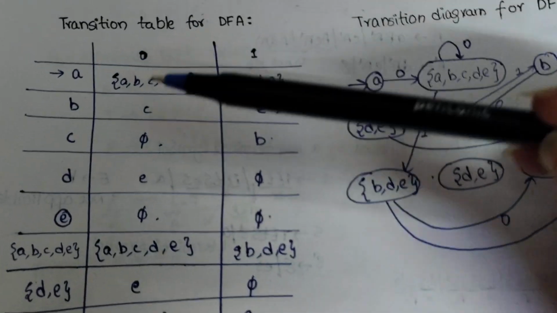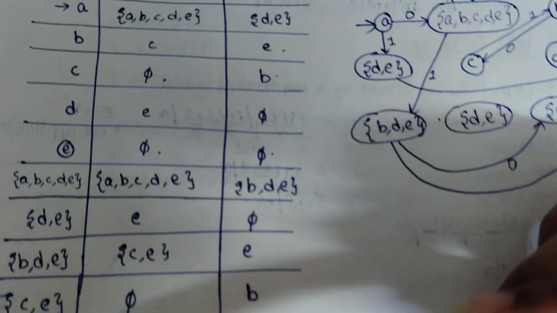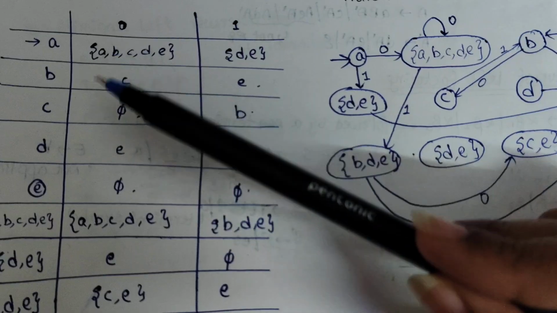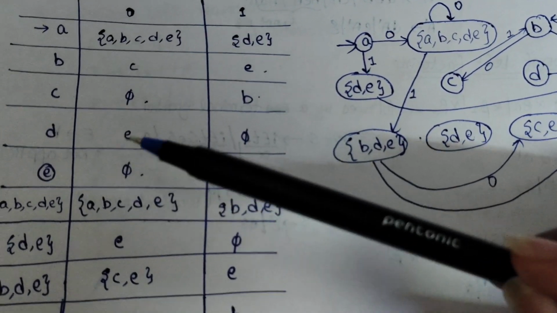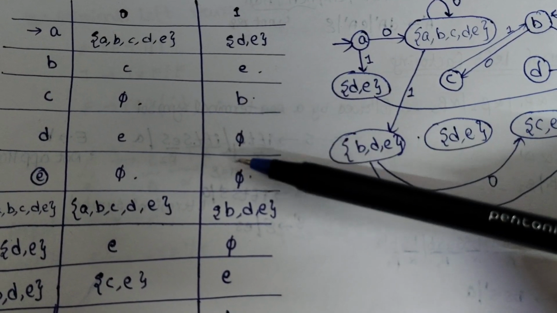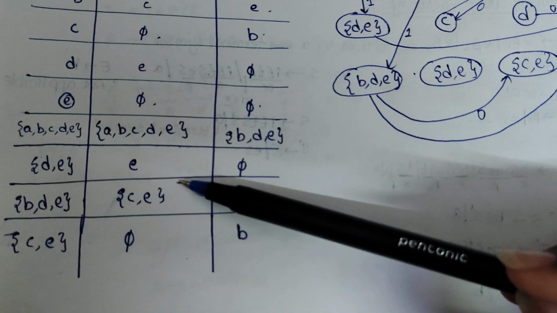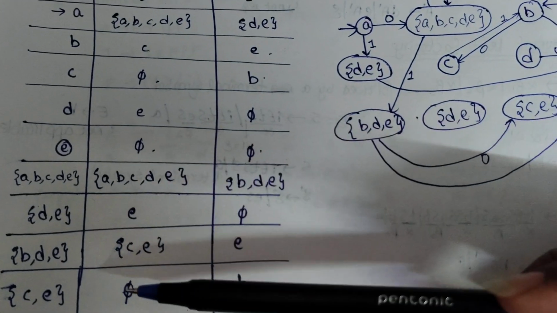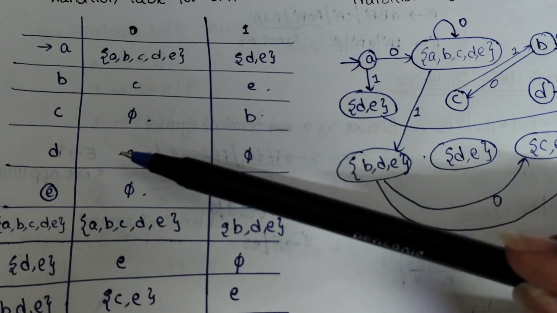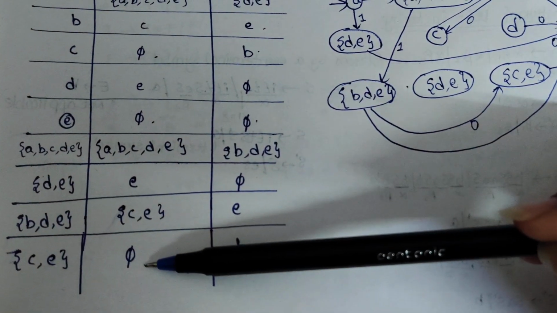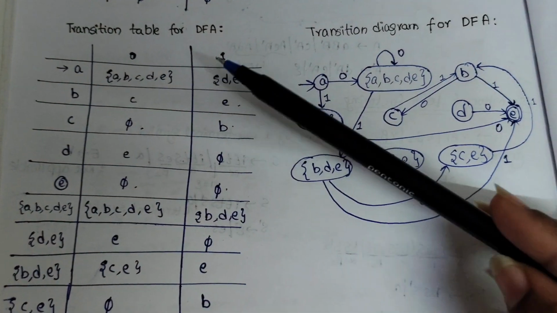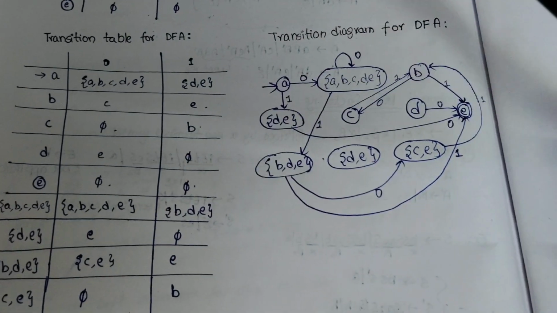Next, B, D, E. Why did we take B, D, E? Because we got B, D, E here. So we are considering this as another state. B, D, E on 0 gives C, E, phi. So C comma E. B, D, E on 1 gives E, phi, phi. So it is E. Next, we got another new term, C comma E. So let us consider C comma E as another state. C, E on 0 are both phi, so I wrote phi. C, E on 1 gives B, phi, so I wrote B over here. So this is the transition table for the DFA, and now we just have to draw the diagram.